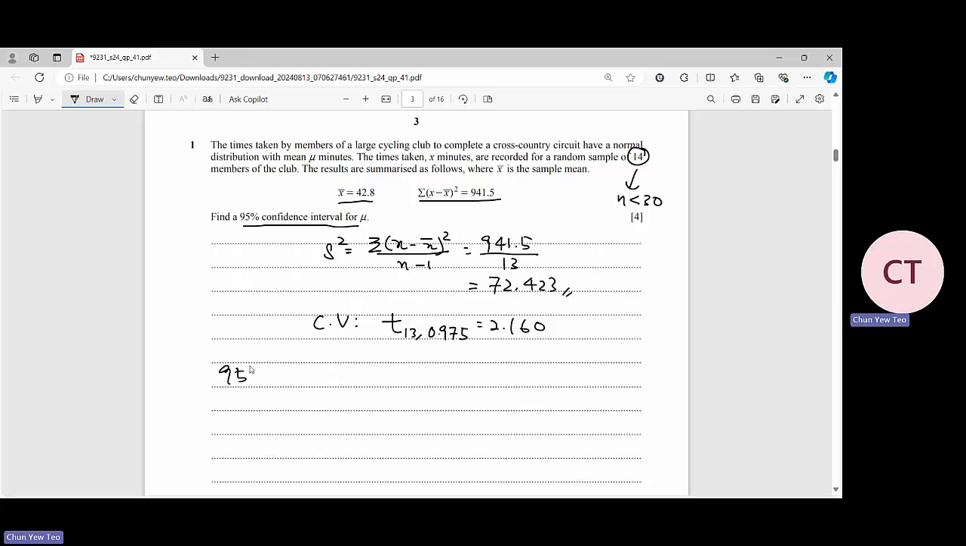So now we are ready to find the 95% CI for mu. That will be 42.8 plus minus the critical value 2.160 times the square root of s squared, 72.423, divided by n, where n is 14. We just use this formula and press the calculator directly. The smaller value here will be 37.9, and the larger value will be 47.7, including 37.9 and including 47.7. That will be the answer for question number 1.